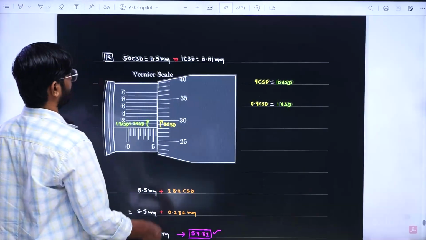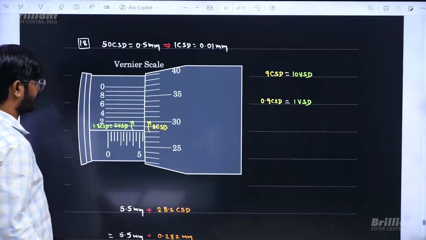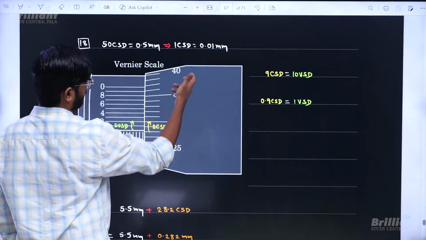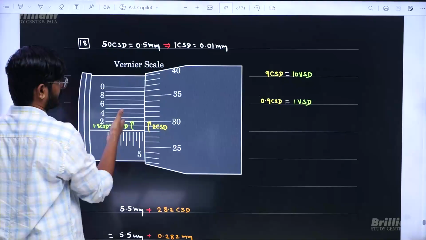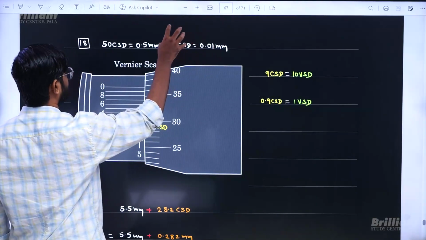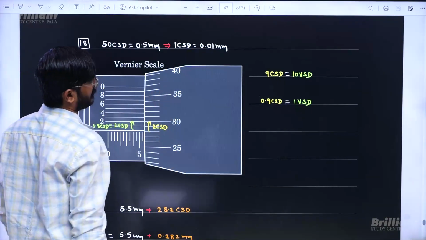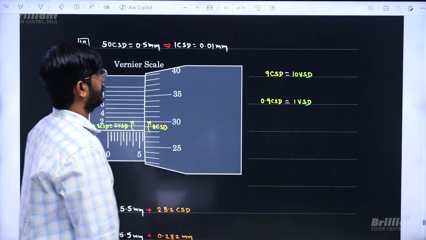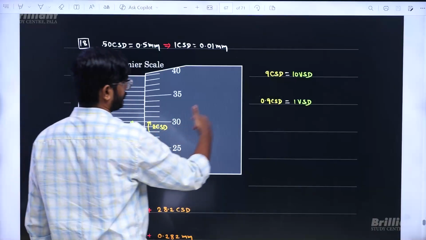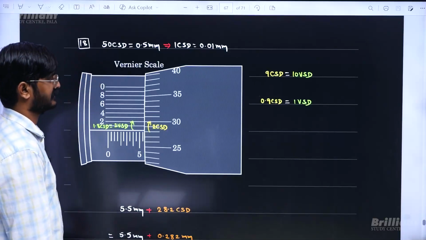So one thing is, they said there are 50 circular scale divisions and the gap between these two is 0.5 mm. We are going to take that as the pitch itself. So one circular scale division, I can say only circular scale division, I can't say the least count because we have a vernier scale, so the least count is going to be a different thing here. If I move by one circular scale division, it is going to proceed ahead by 0.01 mm. And they said 9 circular scale divisions are coinciding with 10 vernier scale divisions. So one vernier scale division is 0.9 circular scale divisions.